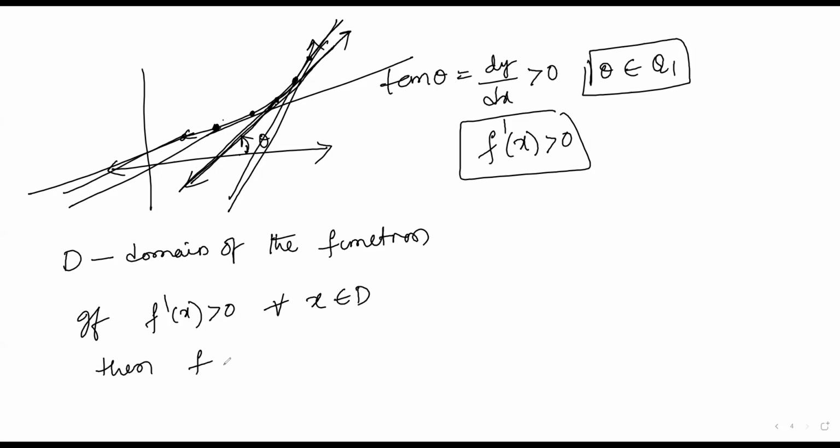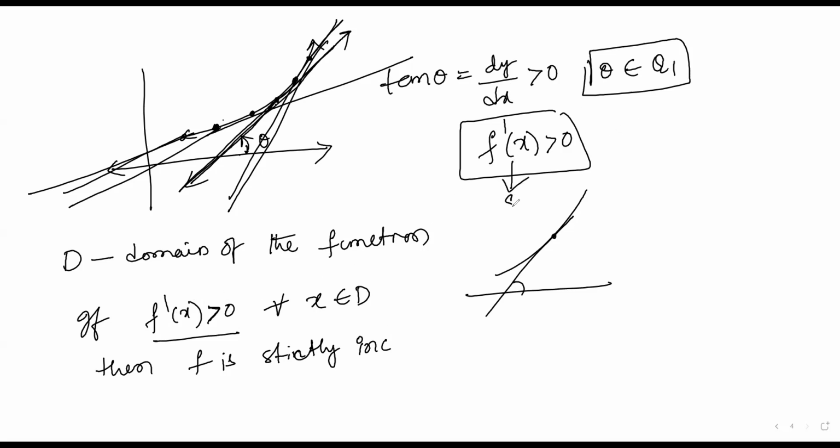f is strictly increasing. But don't remember it like that, you have to remember by using the diagram. Use the diagram, and the slope of the tangent, actually tan theta, dy by dx is what? F dash of x is what? F dash of x is slope of tangent to the curve.